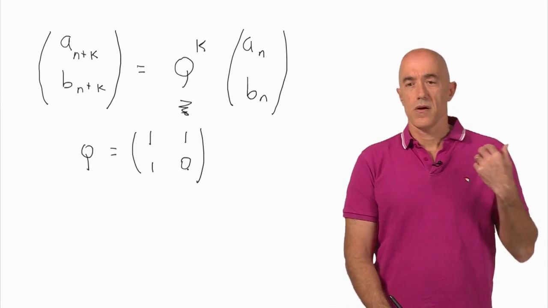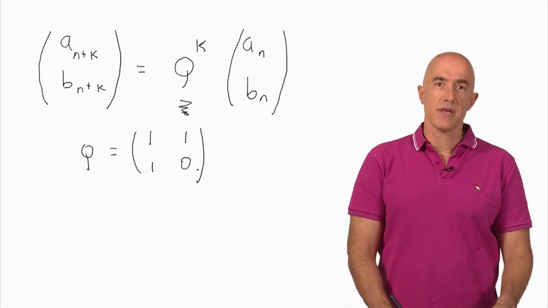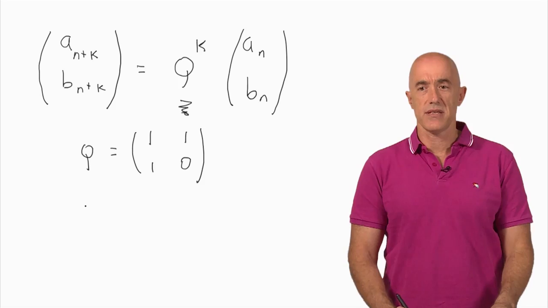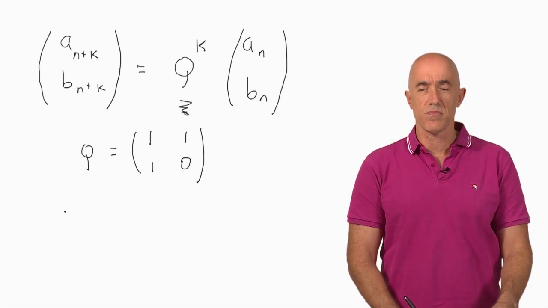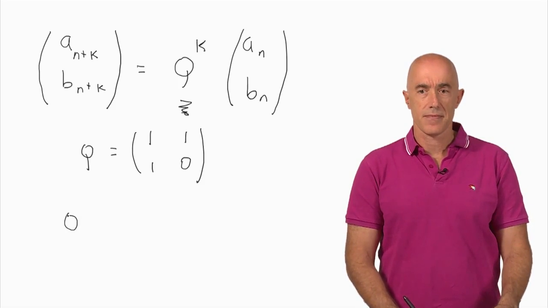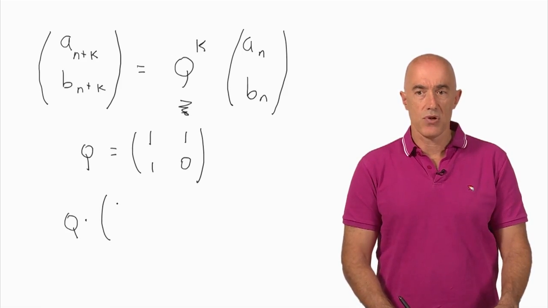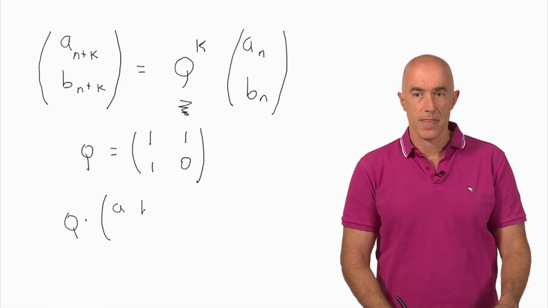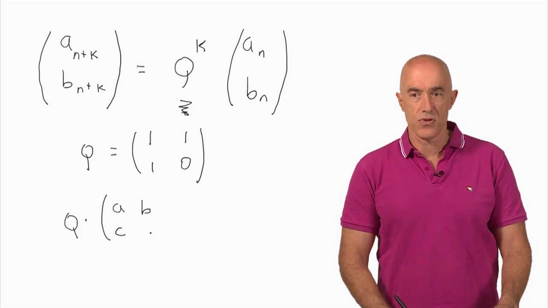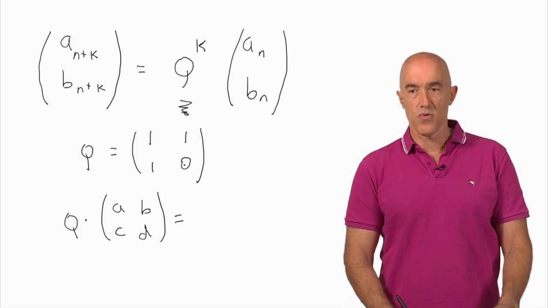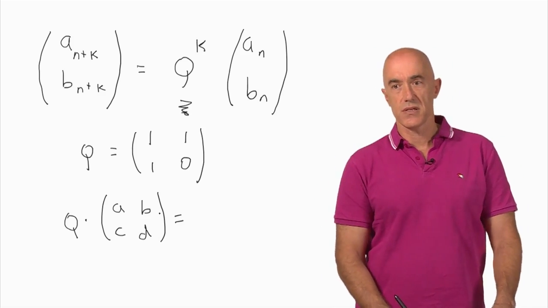So we want to find what Q to the k is. To figure that out, we can see what Q does when we multiply a matrix by Q. So let's take Q and multiply it against some 2 by 2 matrix, A, B, C, D. So what does Q do to this matrix?